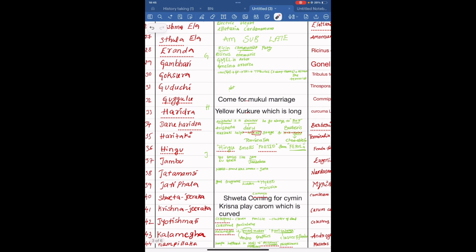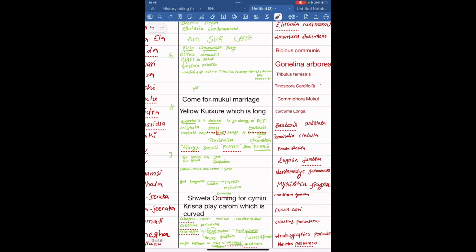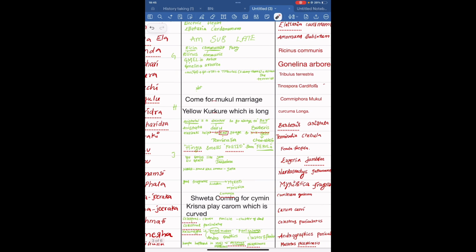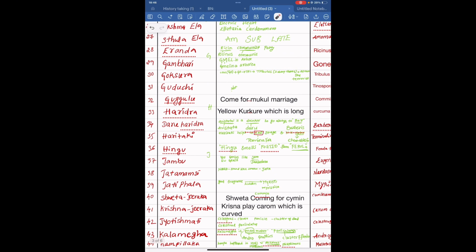Then Krishna Jiraka. Krishna is a good boy. He plays carom, which is curved. So the word carom gives Carum, and curved gives carvi. Carum carvi is the botanical name of Krishna Jiraka.